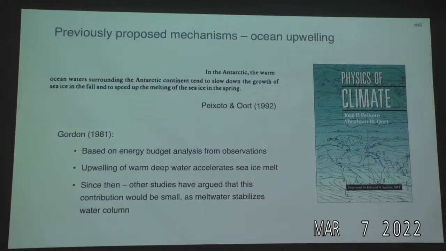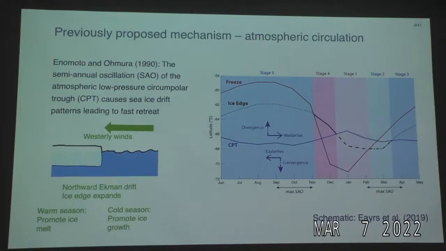And then a second mechanism was originally proposed by Enomoto and Omura in 1990, relating to the semi-annual oscillation of the atmospheric low-pressure circumpolar trough, or CPT. So this is a low-pressure band that encircles the Antarctic continent, and it has this kind of interesting seasonal cycle because of the temperature difference between the ocean and the continent.